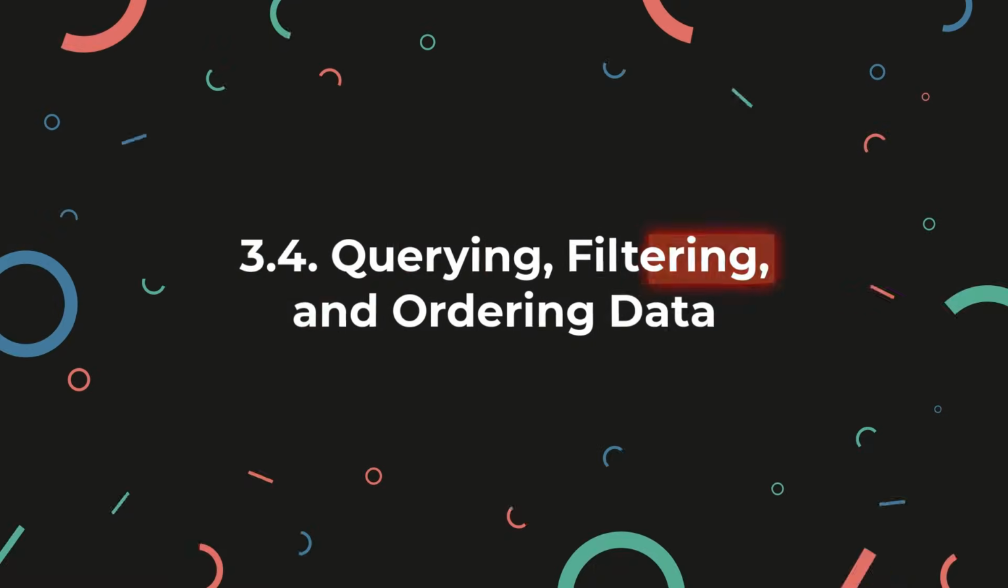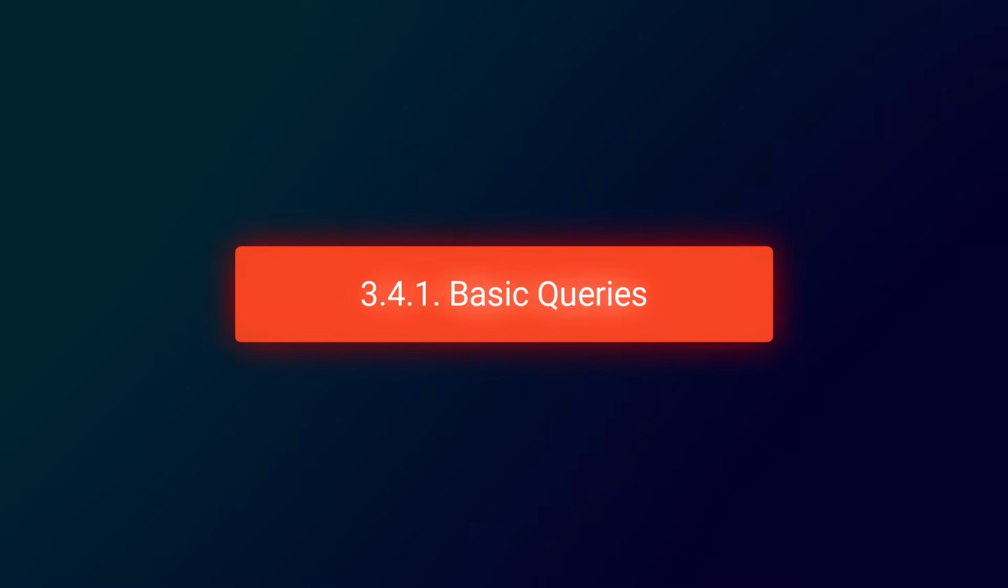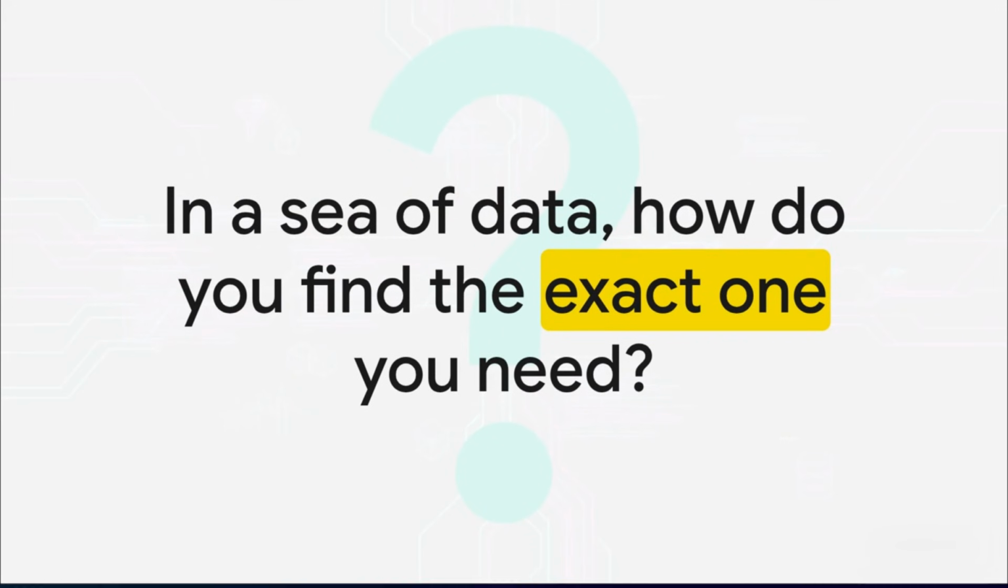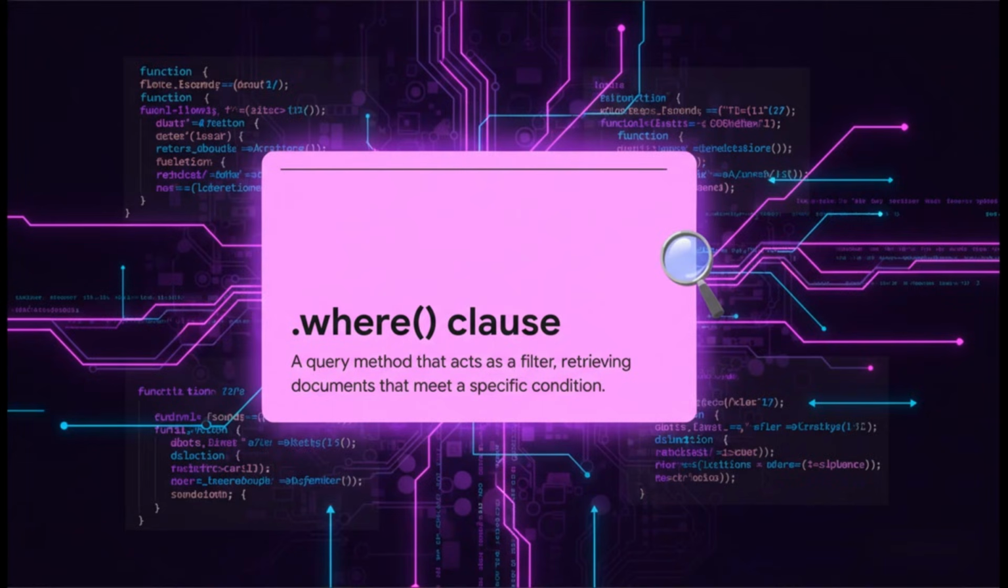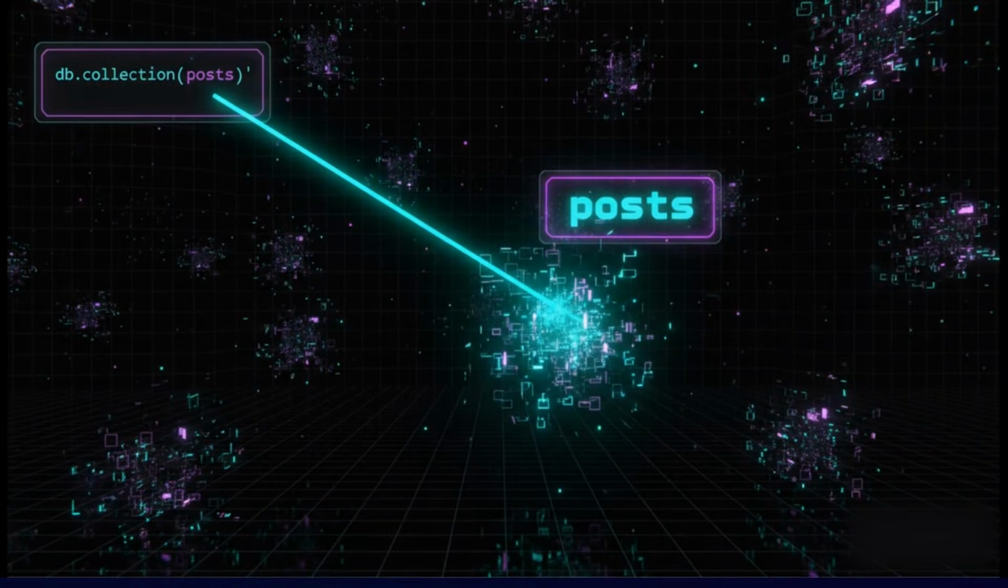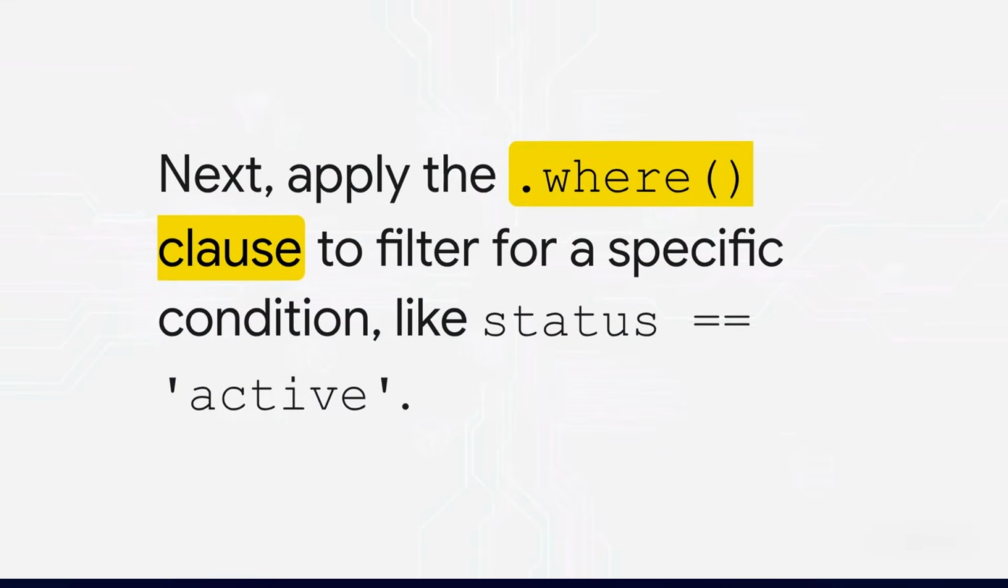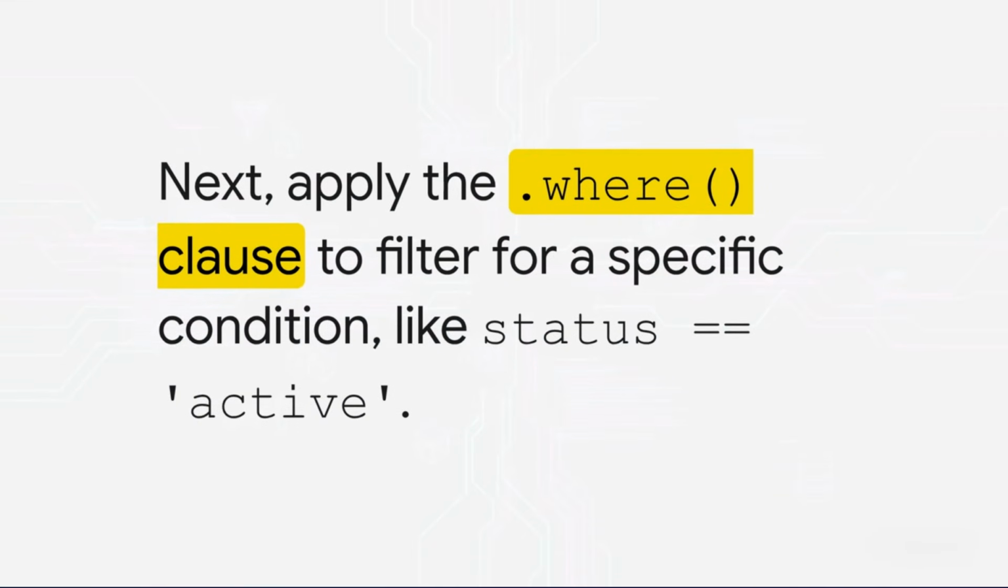Querying, filtering, and ordering data. Basic queries. The most common way to query data is to filter it using a query function with a where clause. This acts as a filter, allowing you to retrieve only the documents that meet a specific condition, for example, documents where a field is equal to or is greater than a certain value.